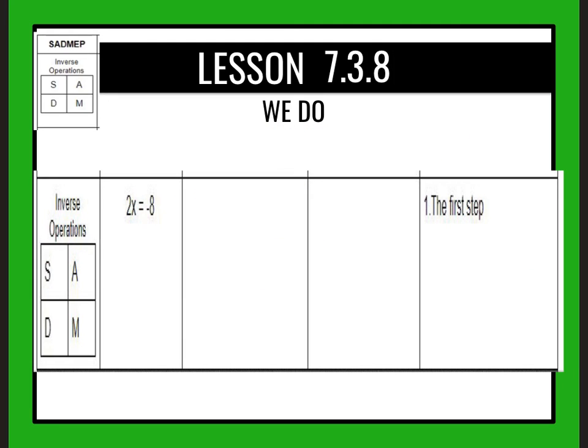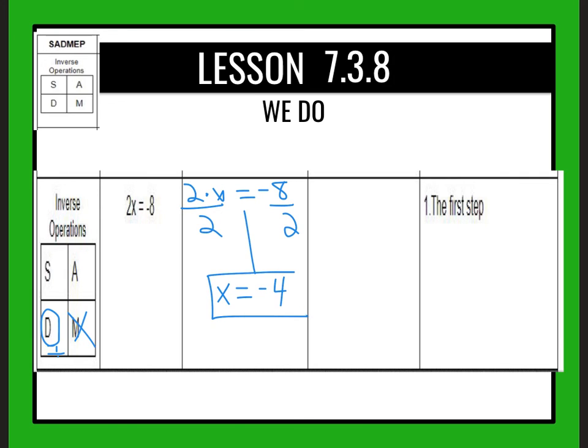All right, one more. 2 times a number equals negative 8. All right, so if I have 2 times a number equal negative 8, right? I'm not going to multiply. I'm going to divide by that 2 in order to figure out what that number is. And negative 8 divided by 2. So remember, a negative divided by a positive gives you a negative answer. So x equals negative 4.